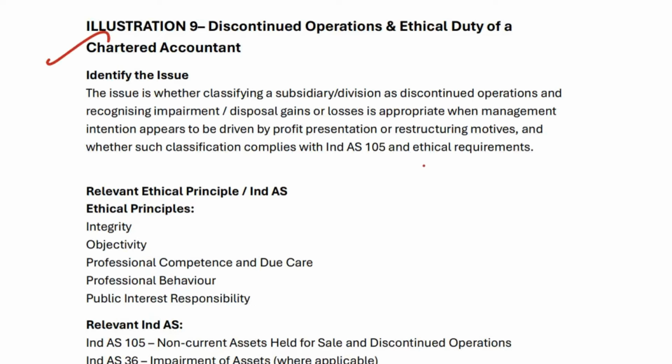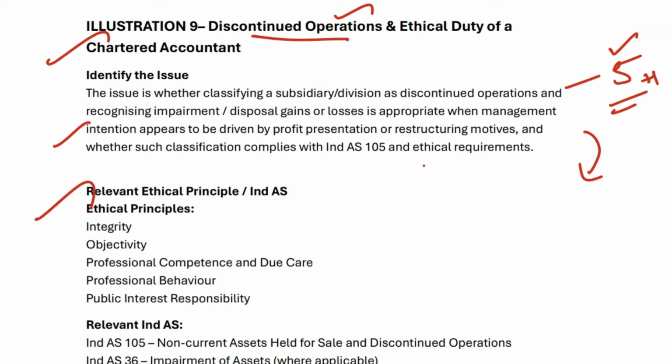Yes, in this illustration, you are going to treat something as a discontinued operation. When can you treat something as a discontinued operation? Only if the 5 conditions are satisfied, and one more condition will be there. Try to read those conditions, and you can present them here if you have time in exams. If the conditions are not satisfied, then you cannot treat it as a discontinued operation, which is not ethically correct.